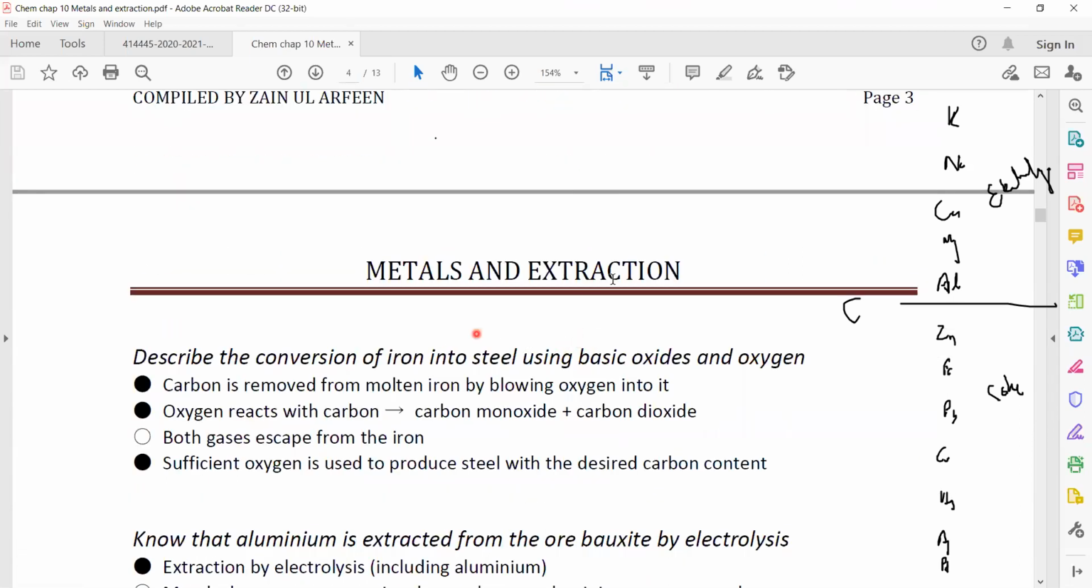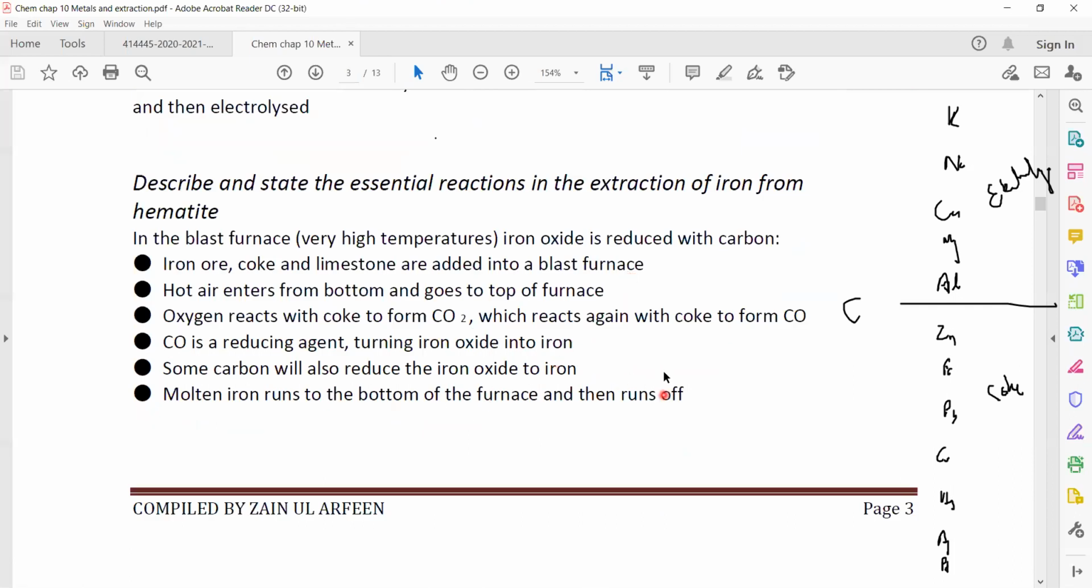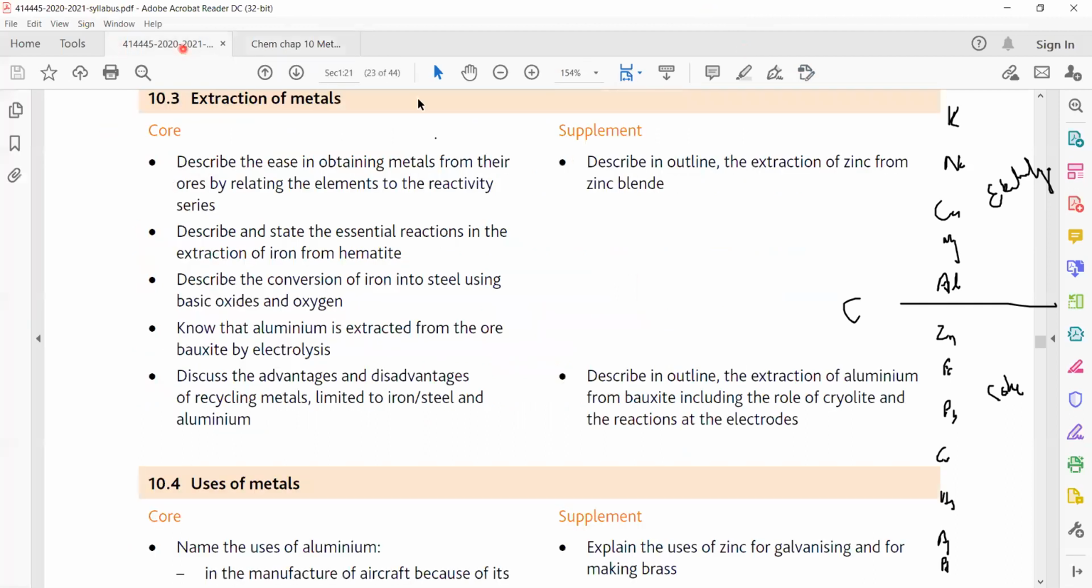But the iron which we extract from the blast furnace is not pure iron. Why? Because it contains unreacted carbon as well.